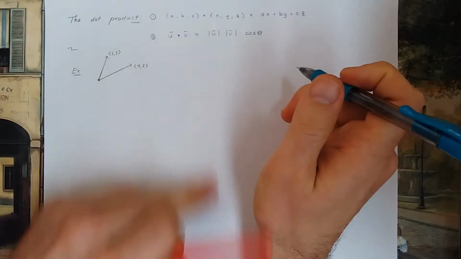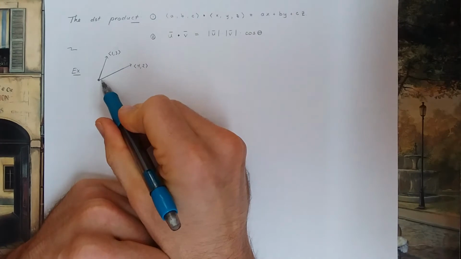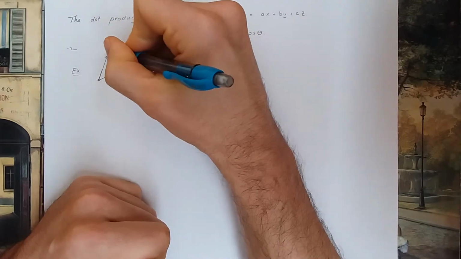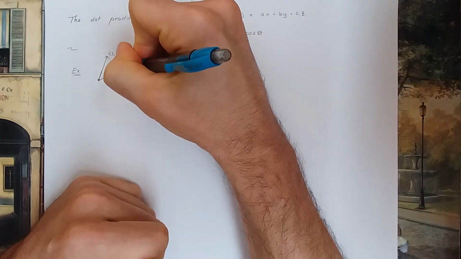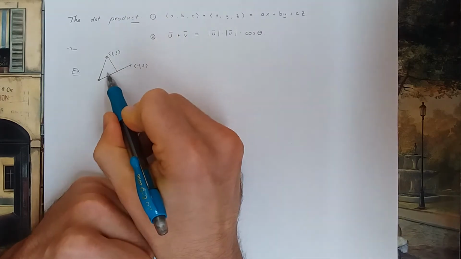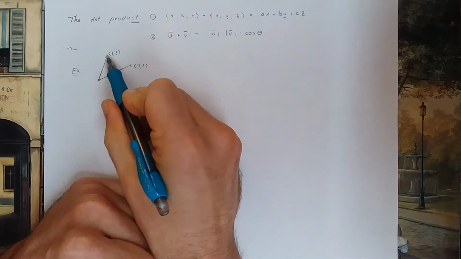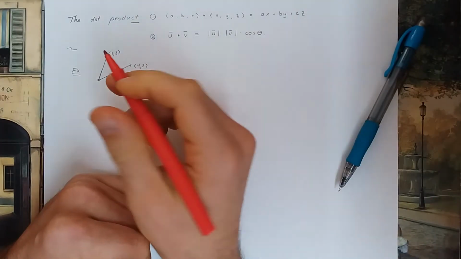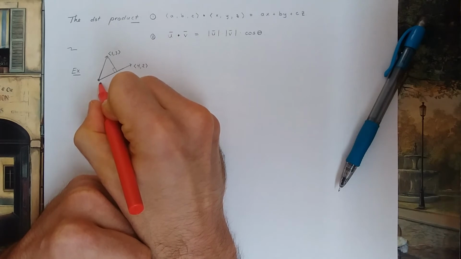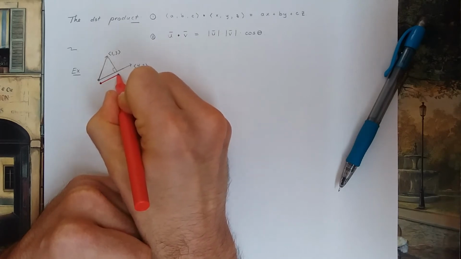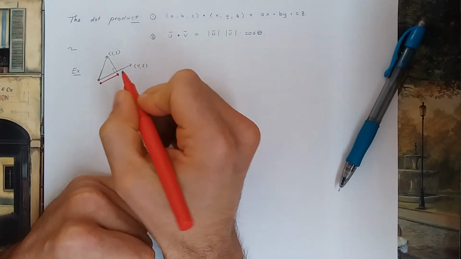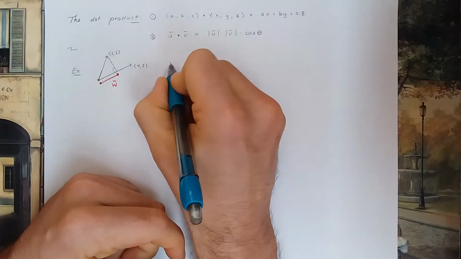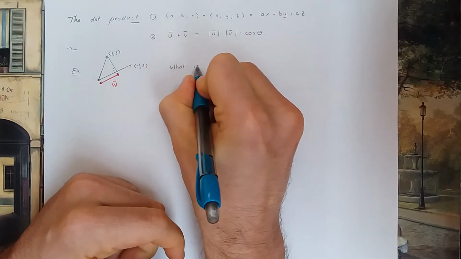So I'd like to start with an example. I've drawn two vectors here on the page, the vector 4, 2 and the vector 1, 3. And I'm going to drop a perpendicular onto the vector 4, 2 from the vector 1, 3. So I've got a 90-degree angle here. My question is this. I'm going to draw a vector that looks just like this red vector. Let's call that vector W. So the question is, what is the vector W?